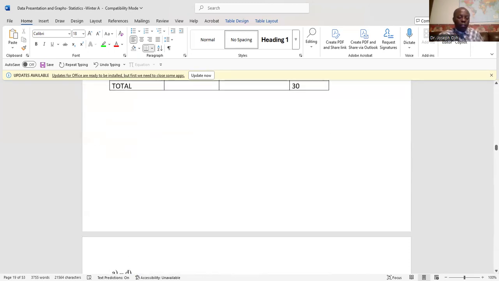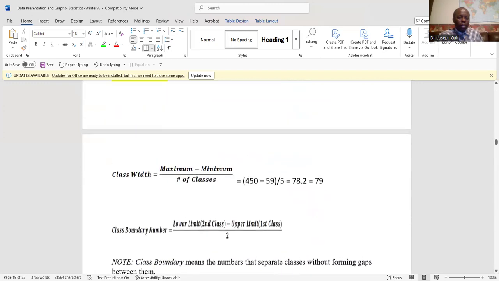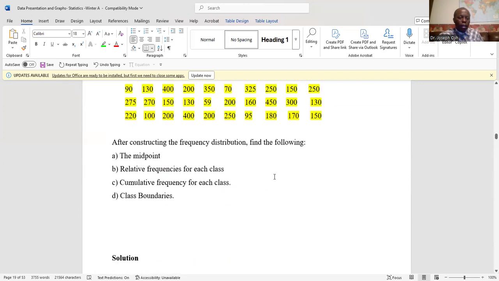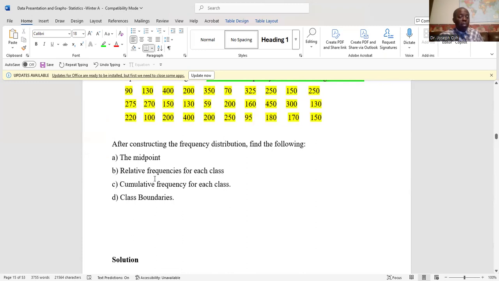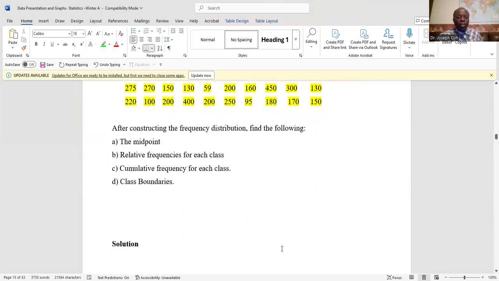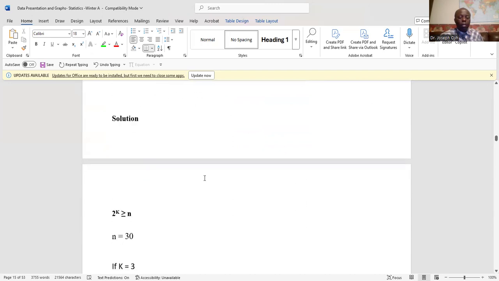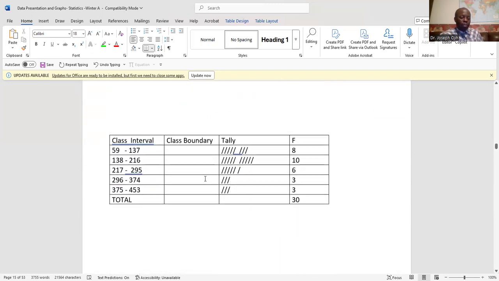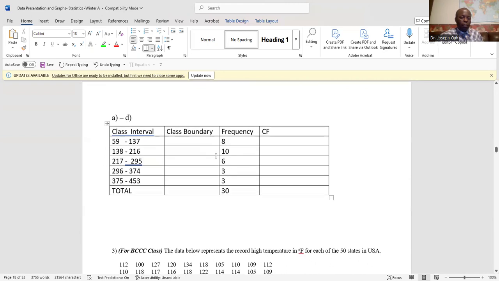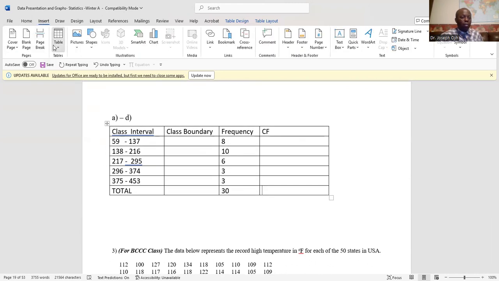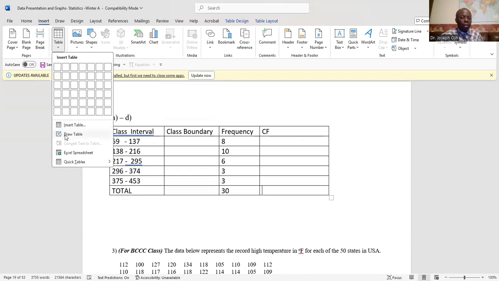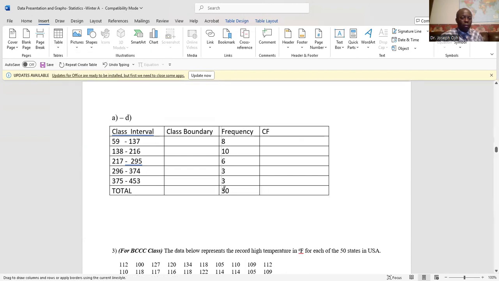What else do they want us to find? They say find a midpoint, one midpoint too, and cumulative frequency class boundaries. Okay, midpoint. They want the relative frequency as well, RF. So I'm going to add a column for midpoint. I'll add it right here.